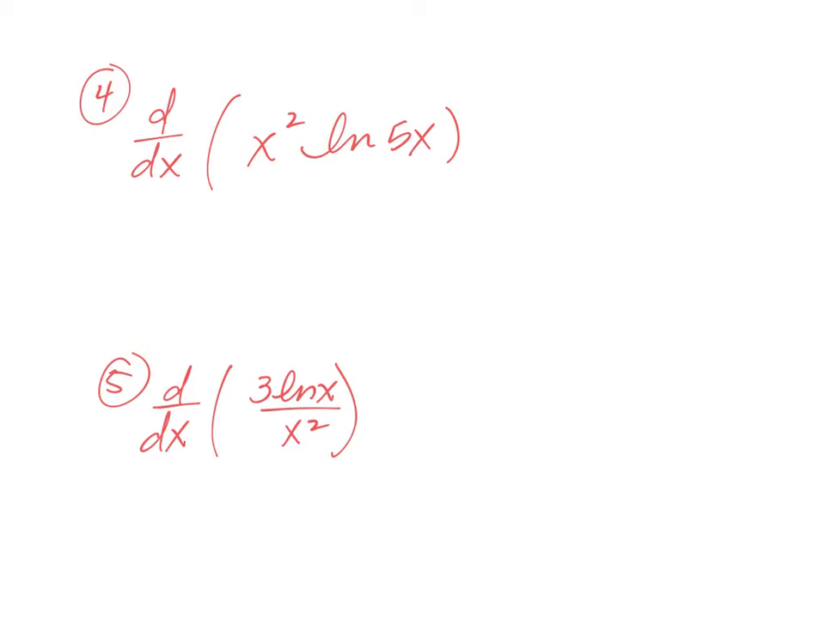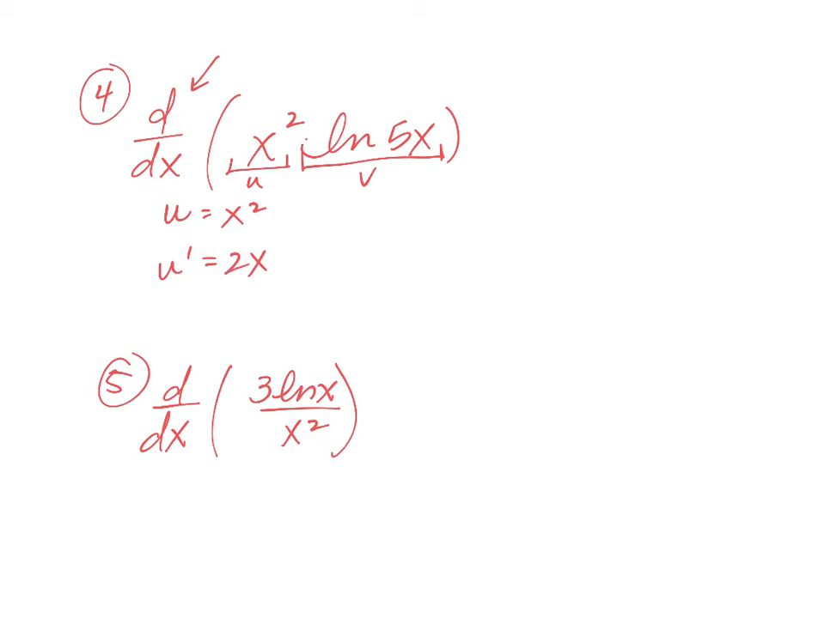Now, let's up our game even a little more, looking at some product rule problems that include the natural log. So in my first one, I have a product rule. I have x squared times the natural log of 5x, and I'm being asked to find the derivative. So I know it's a product rule because I have two separate functions, two separate things containing x that are being multiplied.